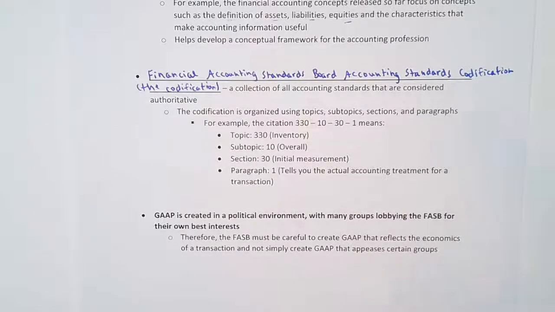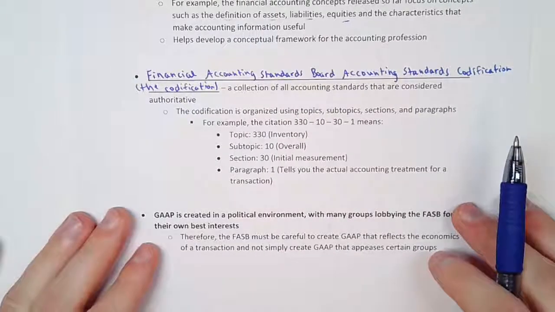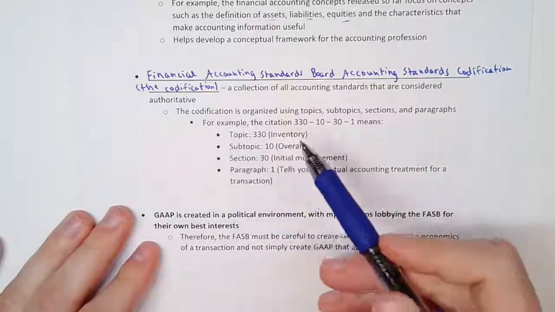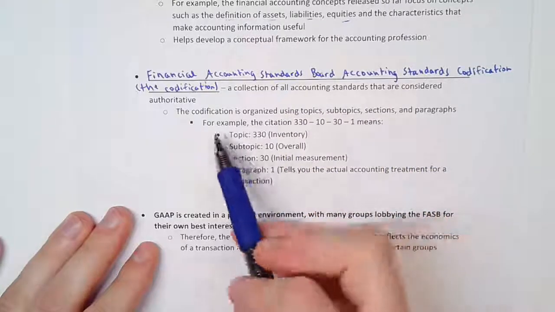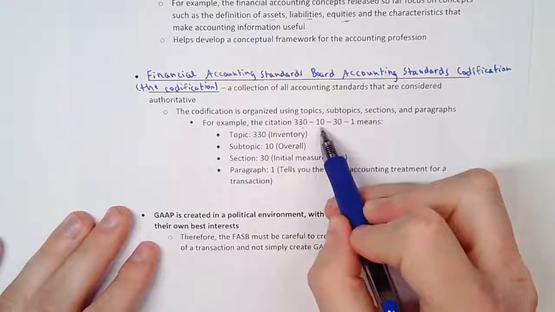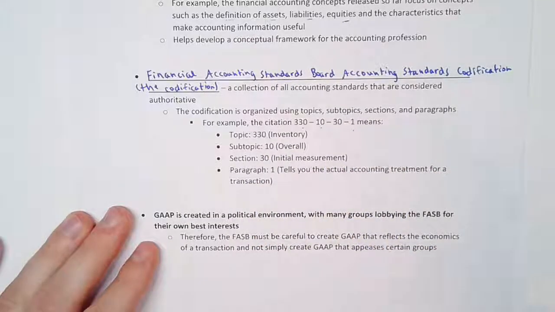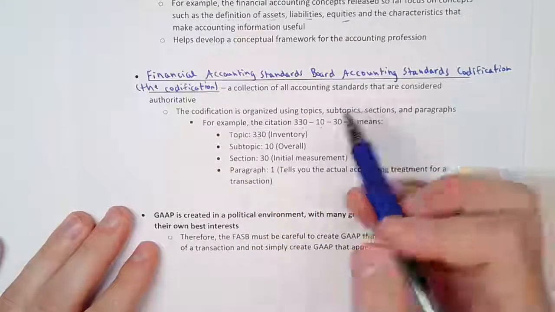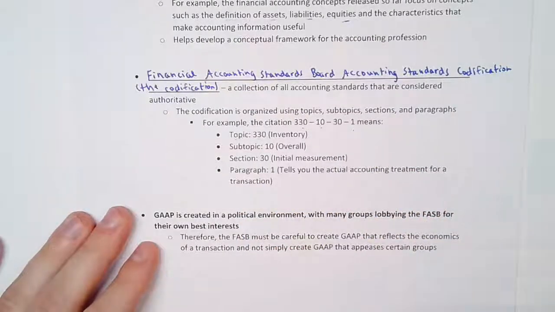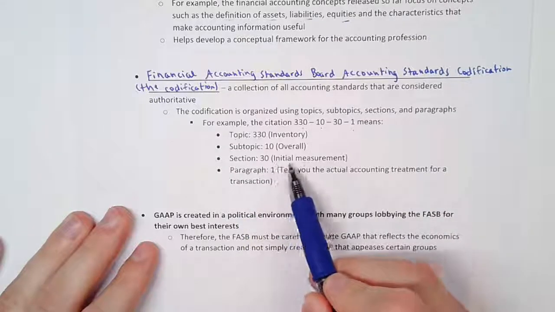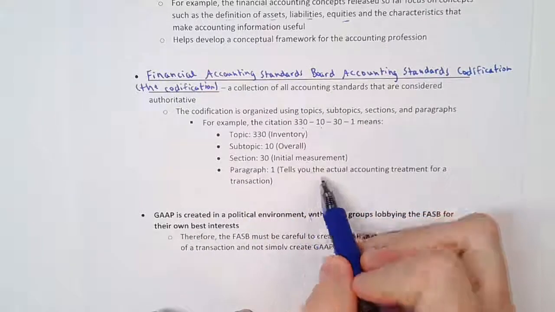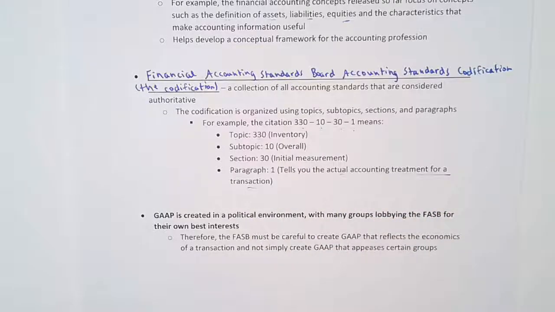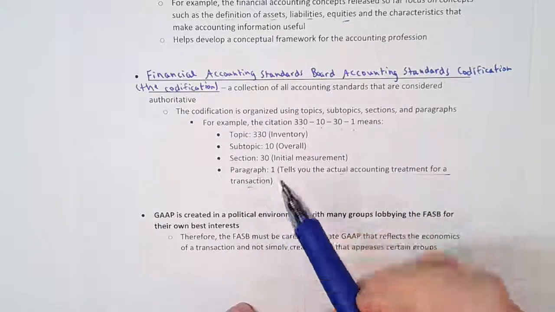And so quickly, the way the codification is organized, well, we start with topics and then move into subtopics, sections, and then finally paragraphs. So for example, if we have the citation 330-10-30-1, that means that we're looking at topic 330, which is inventory, subtopic 10, which is called overall, section 30, which is called initial measurement, which is basically how you value the inventory when you first buy it. And then paragraph 1 would tell you the actual accounting treatment for the transaction. So paragraph 1 is giving you the substantive, this is what you do with this transaction. This is how you treat it.